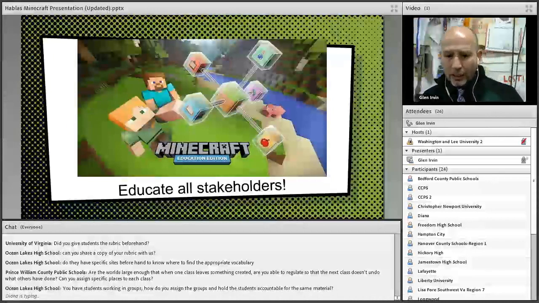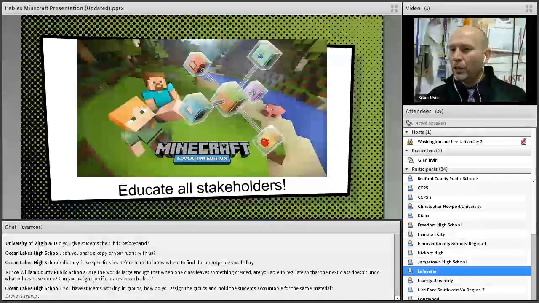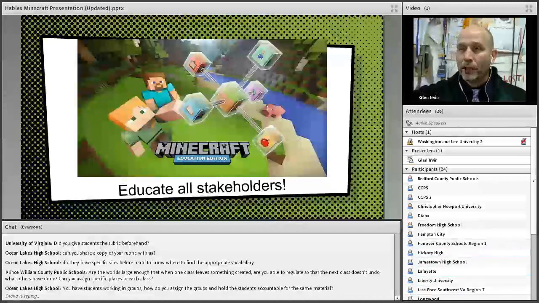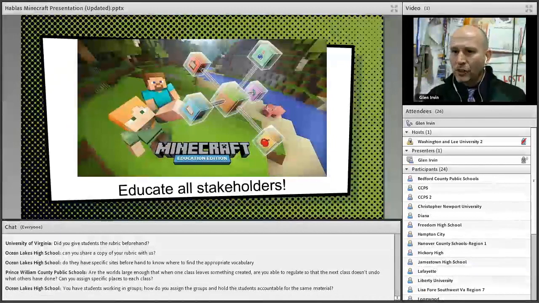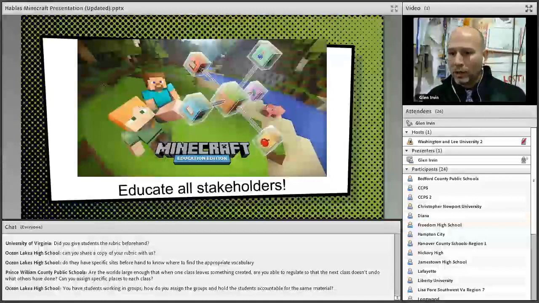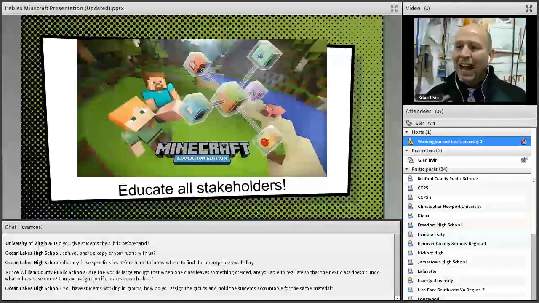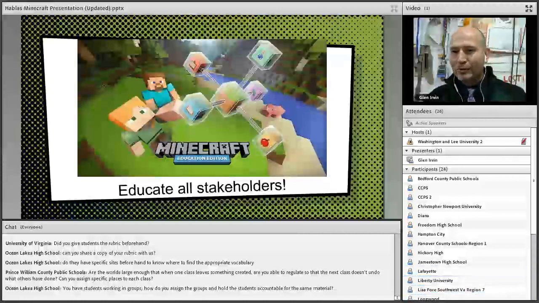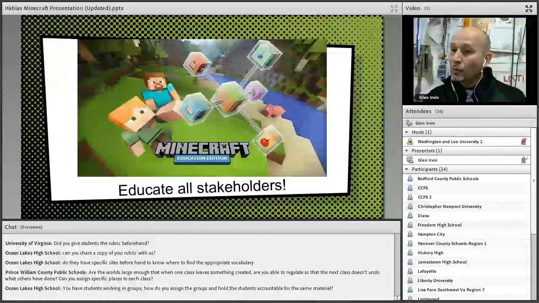You have students working in groups. How do you assign the groups and hold the students accountable for the same material? It's not anything different than you would do in class. You do peer evaluations so that their peers can evaluate how much a certain student is putting in as far as their work, or whether or not they're helping. And I'm actually in the world too. I'm zooming around the world as my little avatar, and I can put myself in invisible mode and go around and just watch them.